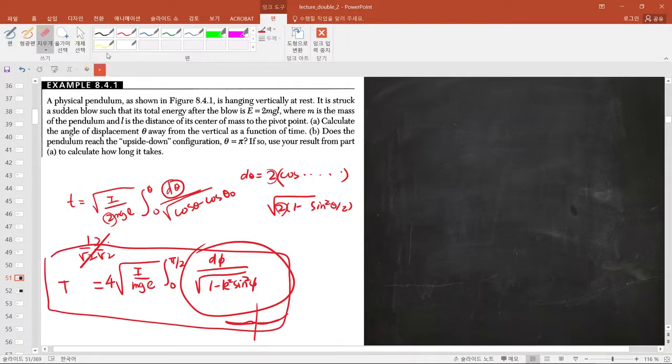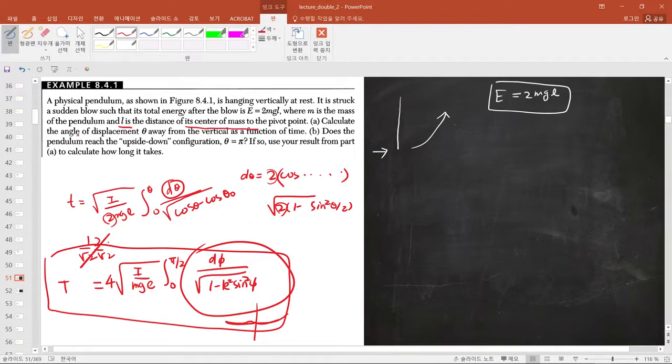And the second one, let's go to the example here. Okay, so a simple pendulum is given, and it is given a sudden blow at the bottom so that it will of course swing up, and the total energy is given by 2 mgl, where m is the mass of the pendulum and l is the distance of its center of mass to the pivot point.